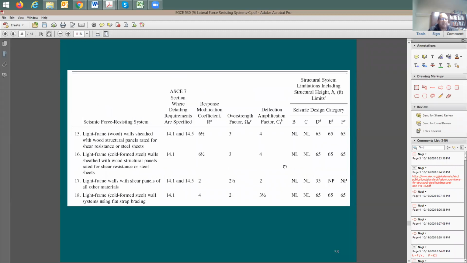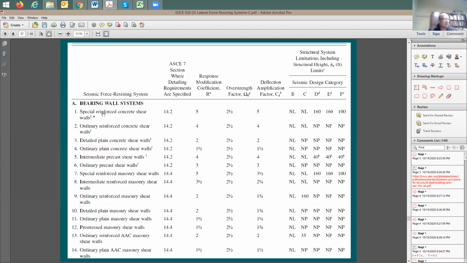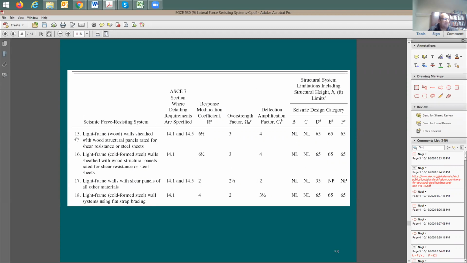So I said, okay, how about if I'm doing a small house? I'm going to say a small house is going to be this light frame wood. It's going to be part of this category. Your R factor is 6.5, and the deflection amplification factor is going to be 4. The overstrength factor is going to be 3.